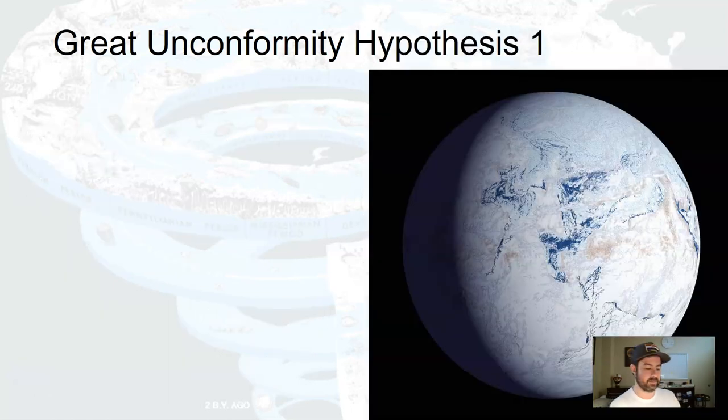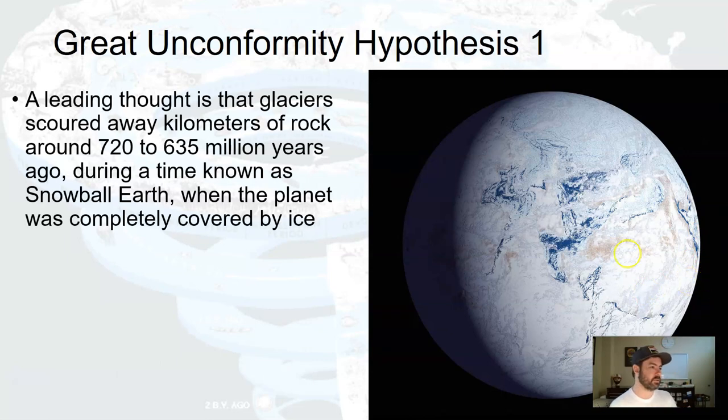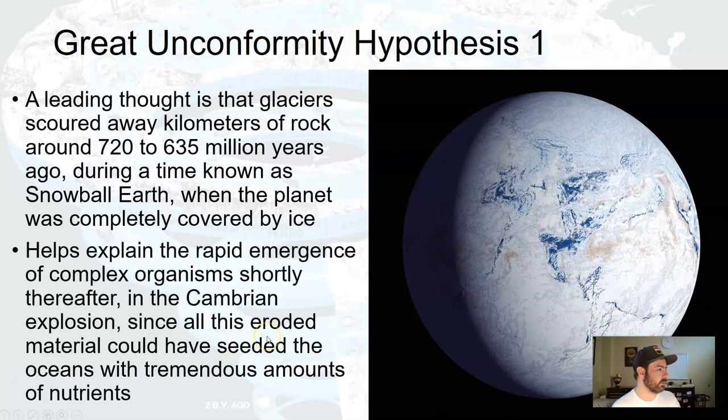So one of the hypotheses about what could have caused the Great Unconformity was snowball Earth. That at one point Earth was totally covered by ice, about 720 to 635 million years ago, and as that ice moved around, it weathered and eroded all of this material. Hence, there's this gap in time depending on where you're at around Earth. All of that mineral material would have been deposited in the ocean. So that could explain the Cambrian explosion, this sudden diversification of life in the ocean, because all this tremendous amount of nutrients and minerals got dumped into the ocean.